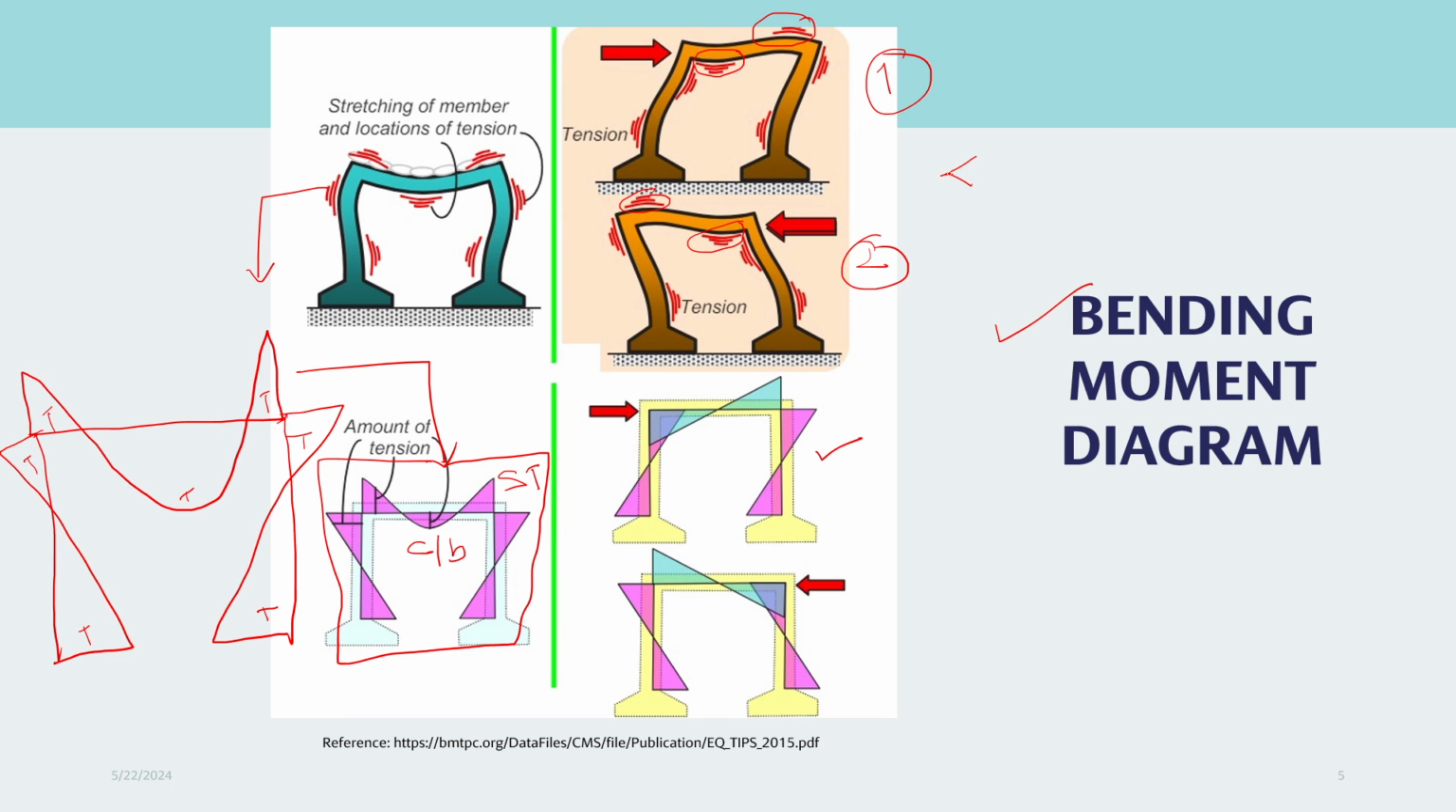Unlike gravity loading, earthquake loading or lateral loading is somewhat cyclic in nature. That's why we have to be prepared for tension as well as compression on all the faces. So that is the basic difference between gravity loading and earthquake loading.